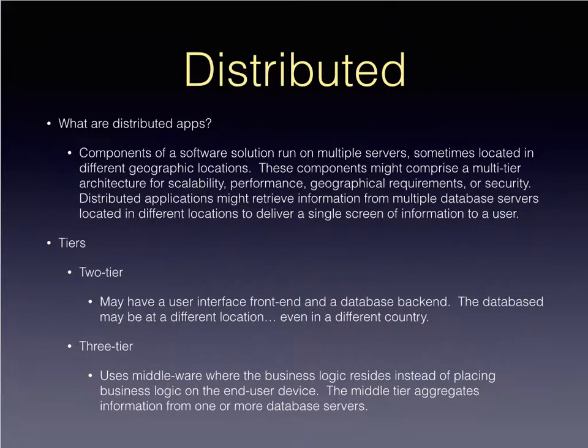There are two major types of distributed, 2-tier and 3-tier. A 2-tier has a user interface front end and a database back end. The database, remember, can be multiple databases. The 3-tier uses middleware. So between the end user device and the server, there is another server that runs what's called middleware. The middleware actually determines where the data might be kept that the user needs to access. It'll implement any business rules. It'll take that information, aggregate it, and send it back to the user.